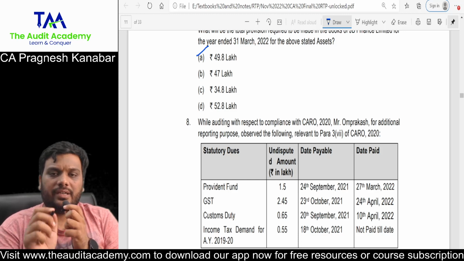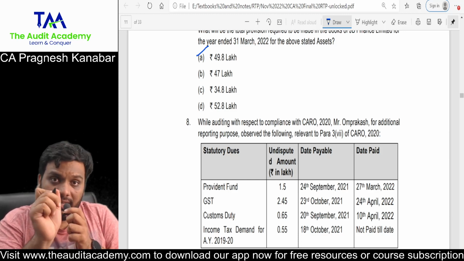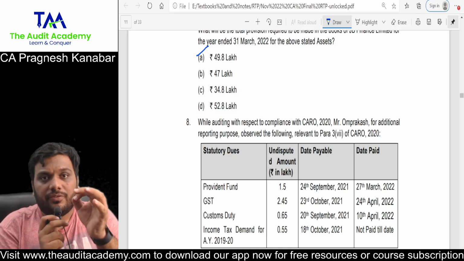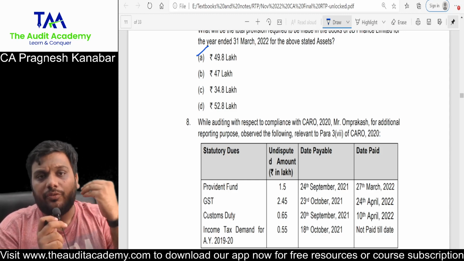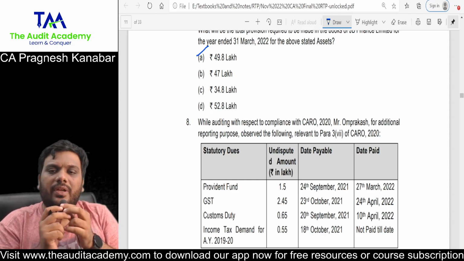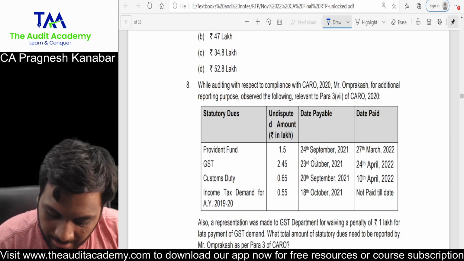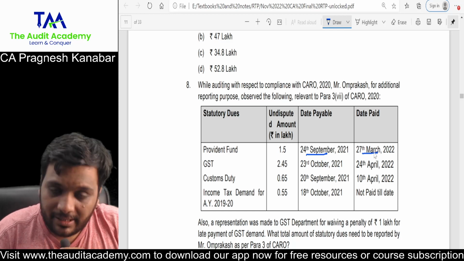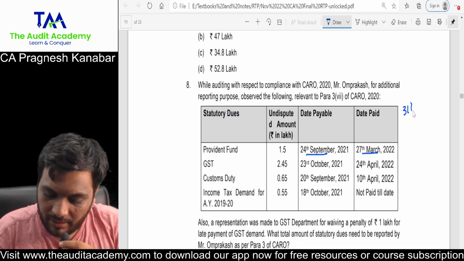As on balance sheet date, and not as on the date of signing the audit report. I repeat, as on the year end, 31st March, you have to check how many dues are overdue, I mean in arrears, for more than 6 months from the date they became payable. So they have given the date payable over here. 24th September, but as on 27 March it was paid, so not a problem. We have to check the position as on 31st March.